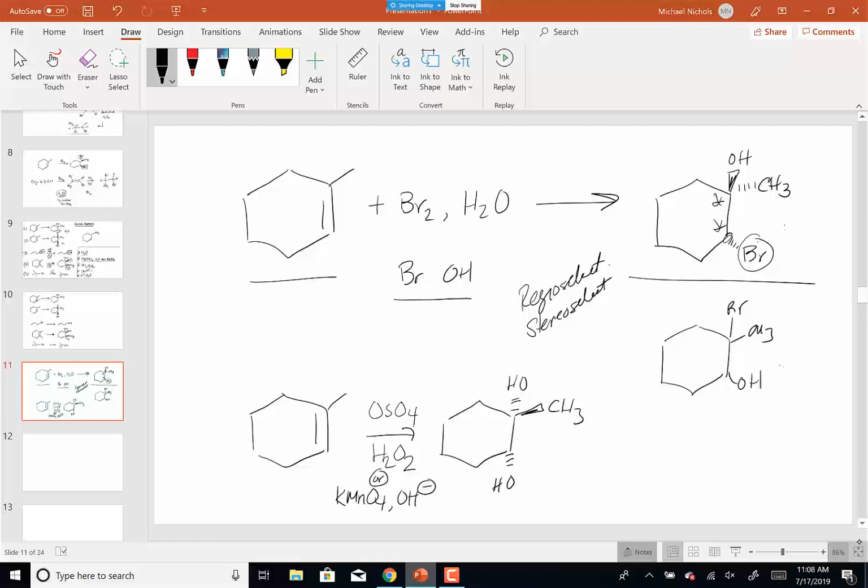OsO4, osmium tetroxide, hydrogen peroxide, we talked about that. I think it was yesterday, wasn't it? And then KMnO4 and base. So that adds two OH groups, 100% cis. So here's my question about this reaction: regio, stereo, both, neither?